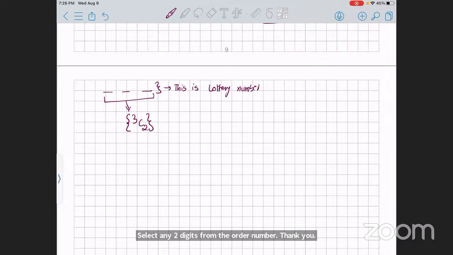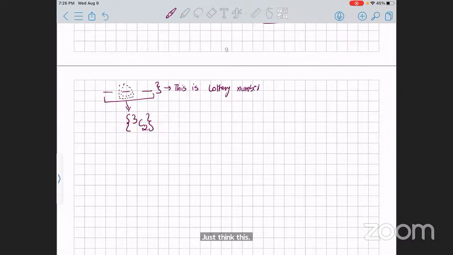And then, after selecting, there is one other number remaining. Can you also interchange? I will deal with that case later. Just think about this: if one number is remaining, what is the last number can take? The remaining number can take 10 or 9.